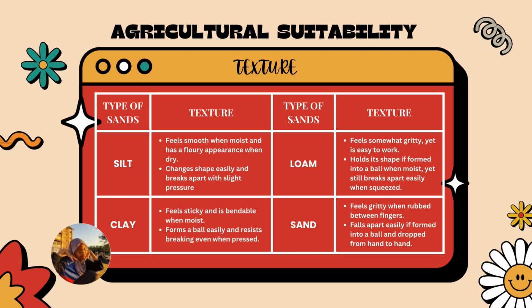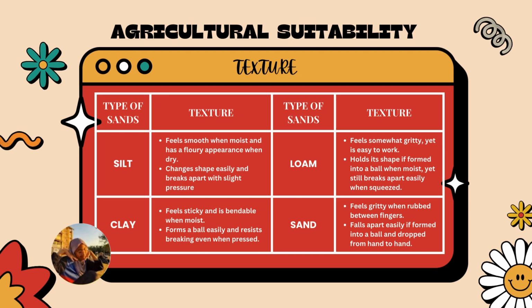As you can see, there are silt, clay, loam, and sand. Silt feels smooth when moist and has a floury appearance when dry. It changes shape easily and breaks apart with slight pressure. As for clay, it feels sticky and is bendable when moist, forms a ball easily and resists breaking even when pressed. Loam feels somewhat gritty, yet is easy to work. It holds its shape if formed into a ball when moist, yet still breaks apart easily when squeezed.